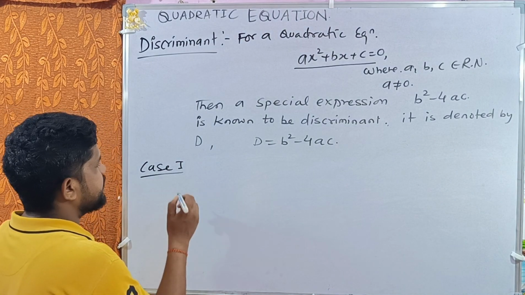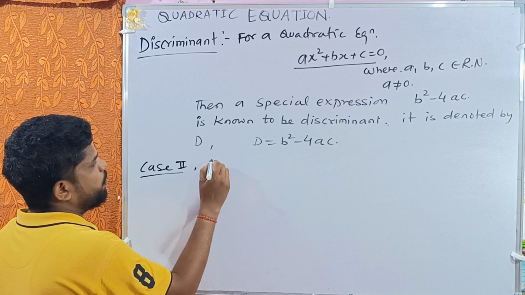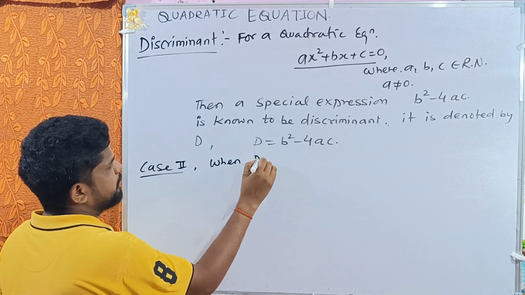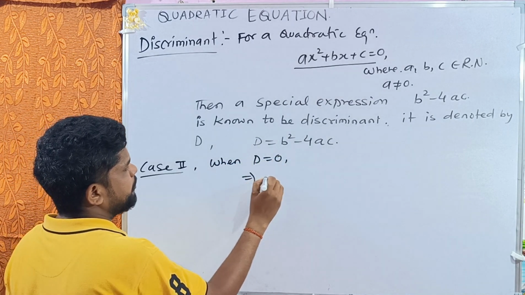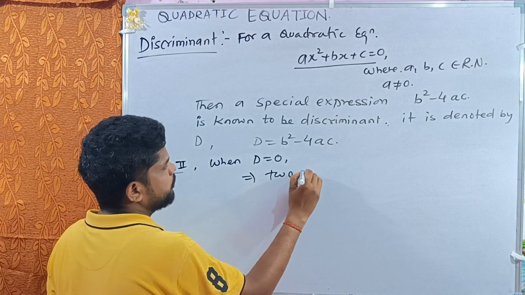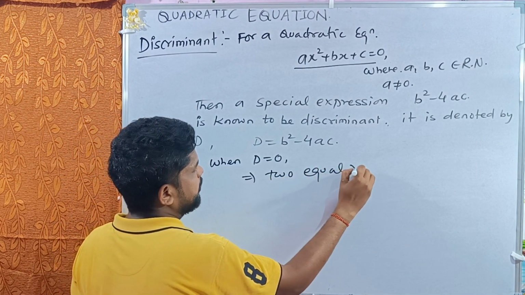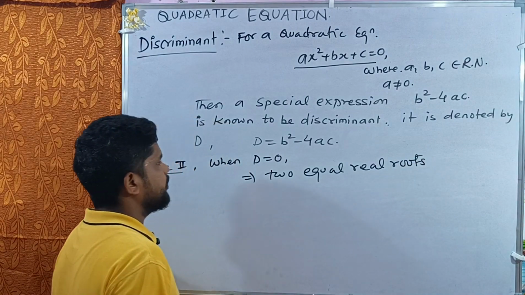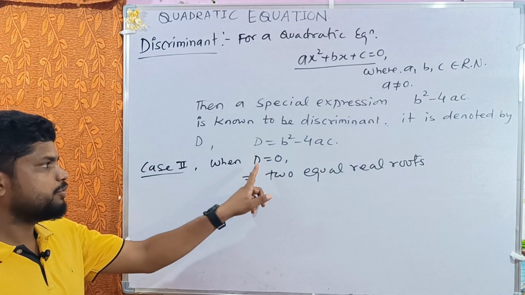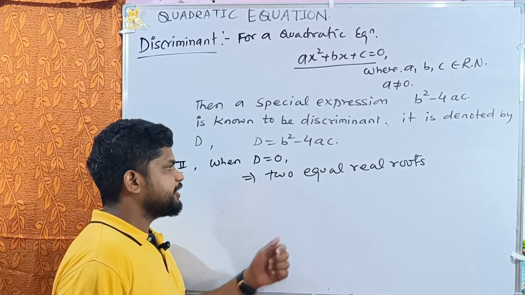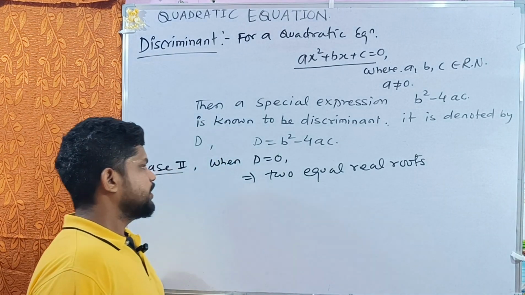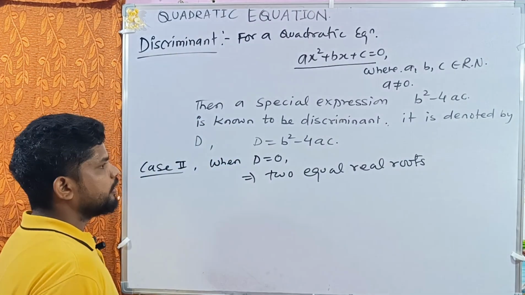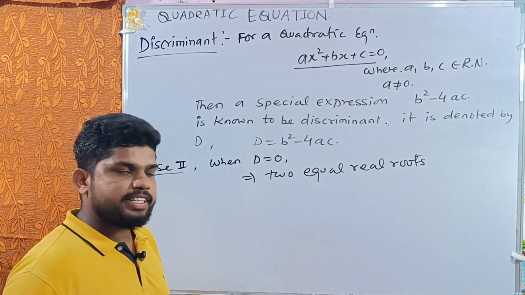Now dear students, let us see case 2. When the discriminant is equal to 0, then we will get two equal real roots. Okay, if the value of discriminant is equal to 0, then we will get two real equal roots. Let us take one example.